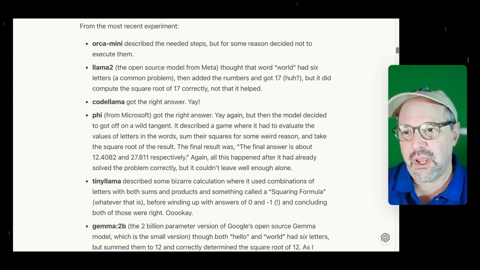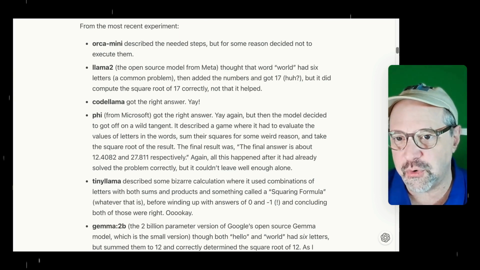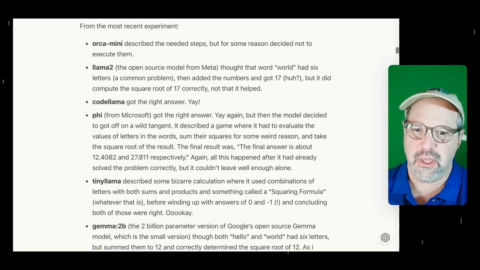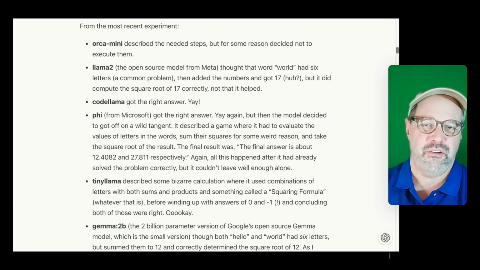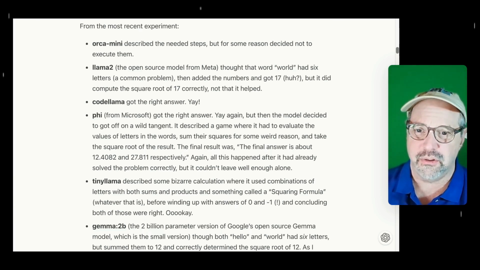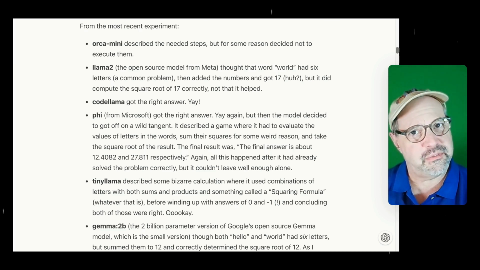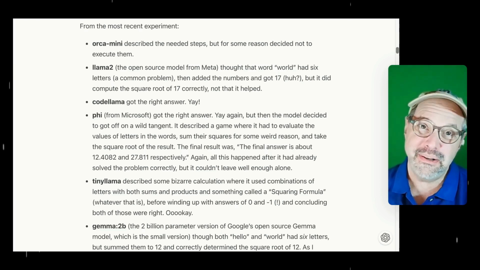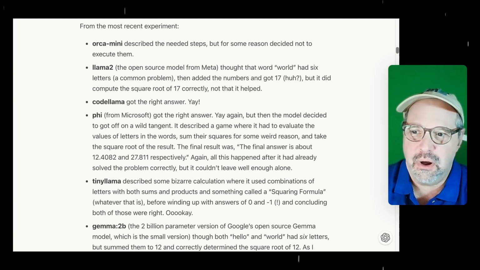Llama 2 is the one that kind of triggered a lot of the big open source movement in AI models. That's from Meta or Facebook, however you want to say. It got it wrong because it thought the word world had 6 letters, and that turns out to be a common mistake in these AI models. I have no idea why. So then it added 6 and 5 and somehow got 17. But it did compute the square root of 17 correctly. Not that that helped any, it was already wrong.